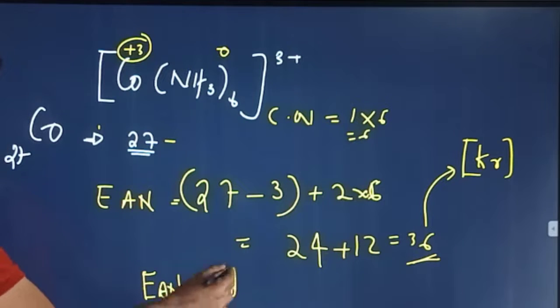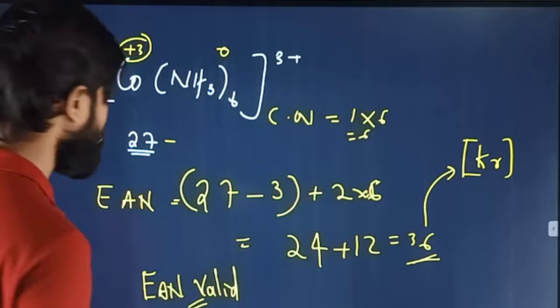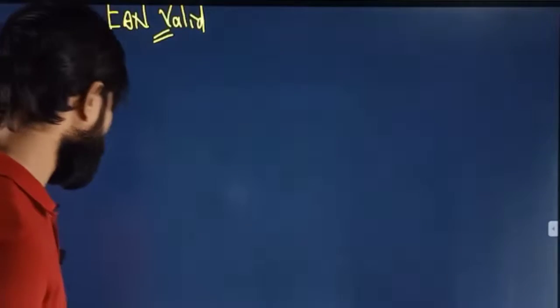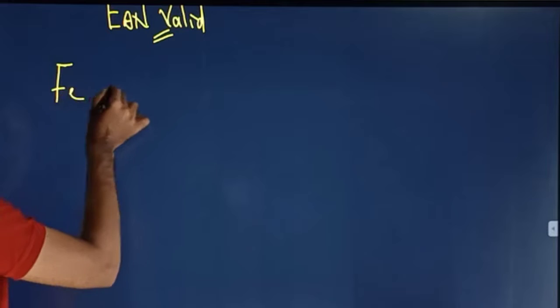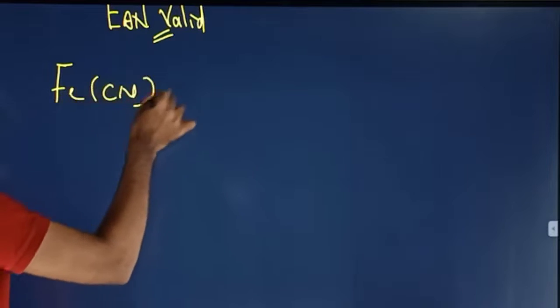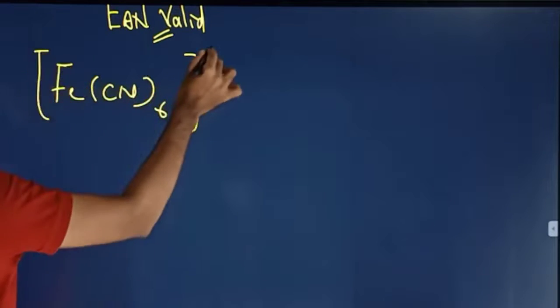But it is not actually valid in all cases. Let's consider the next example. If I have [Fe(CN)6]3-.